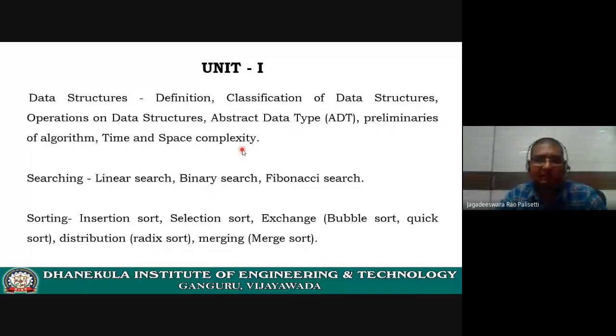This is half of the first unit we need to discuss. No problem. We will discuss every point and every word we have in the syllabus. Next, searching.